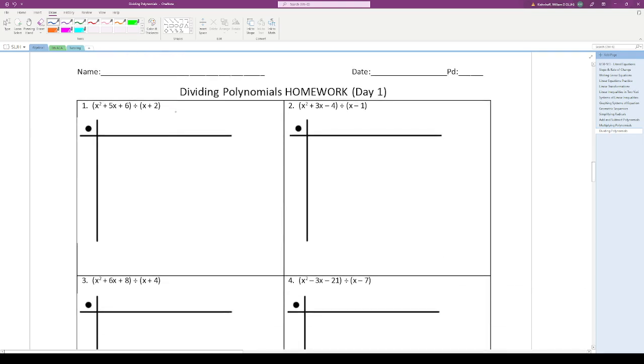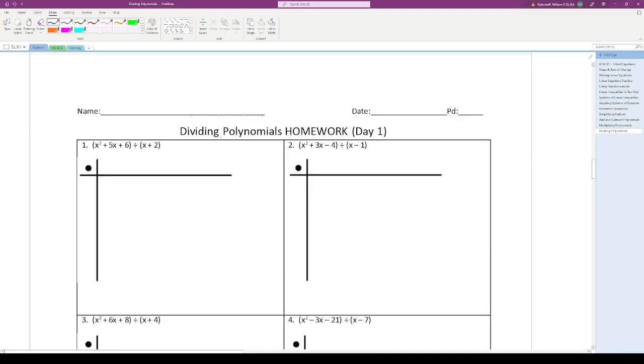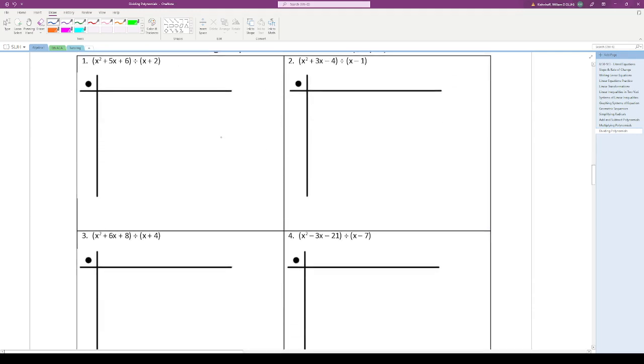All right, so you have some homework to practice this. There are 6 of these problems, just like the ones we did up above in the notes. So you should be able to handle those. Just remember to keep everything in the right spot.